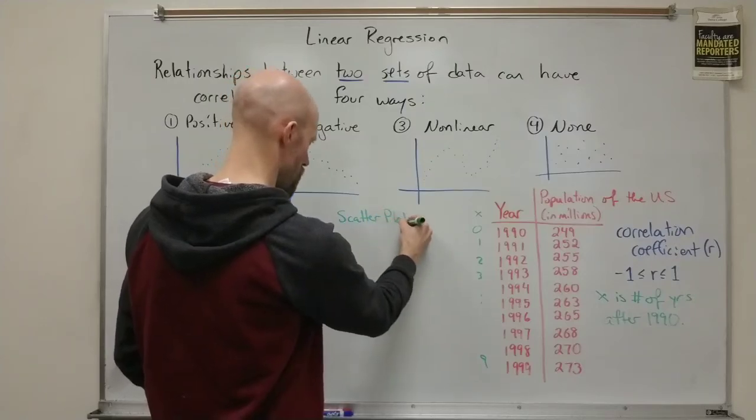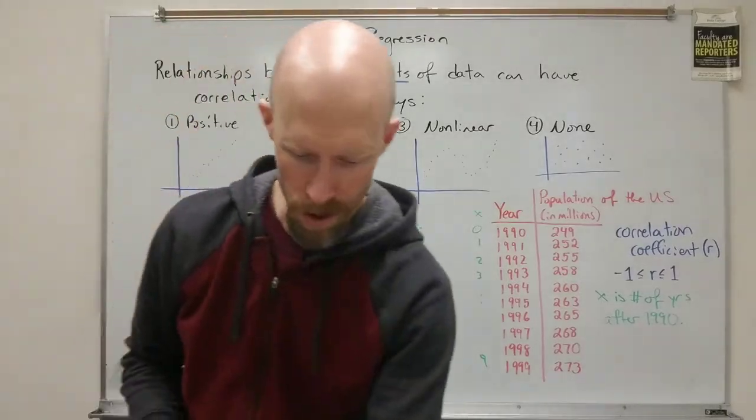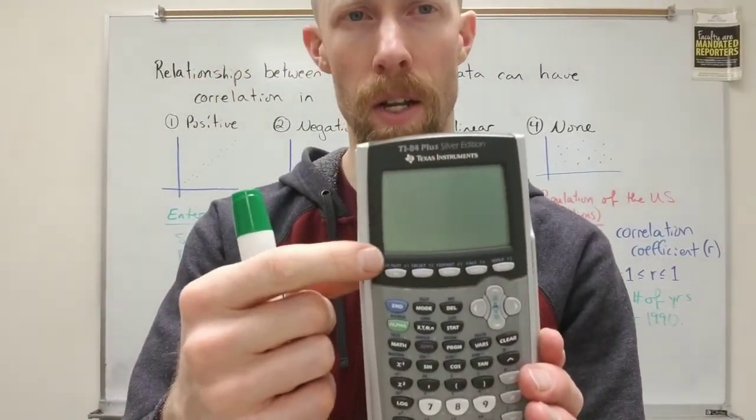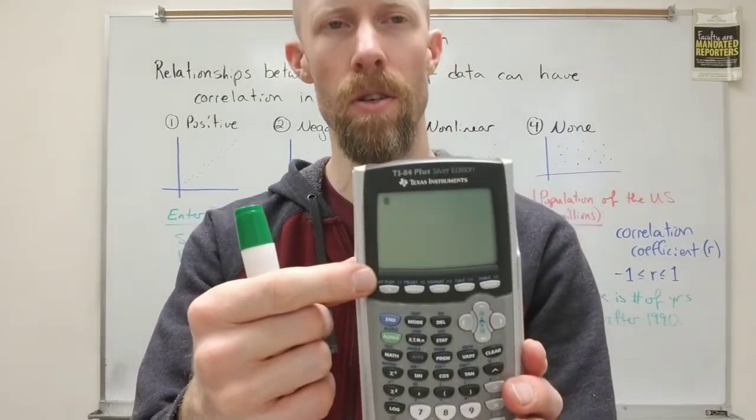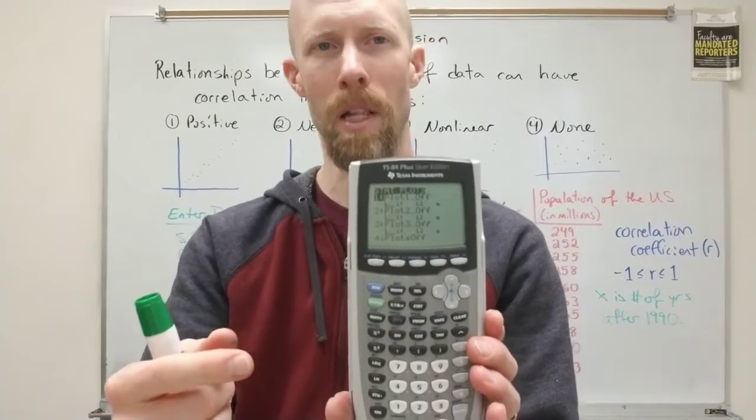Scatter plot. All right, now this one's a little bit different. You don't go to stat. Instead, above the Y equals button here, there's a second feature called the stat plot. You hit second and then the stat plot button.